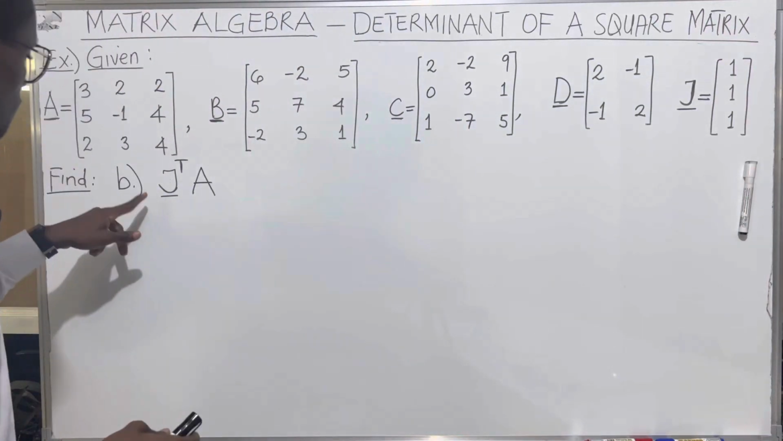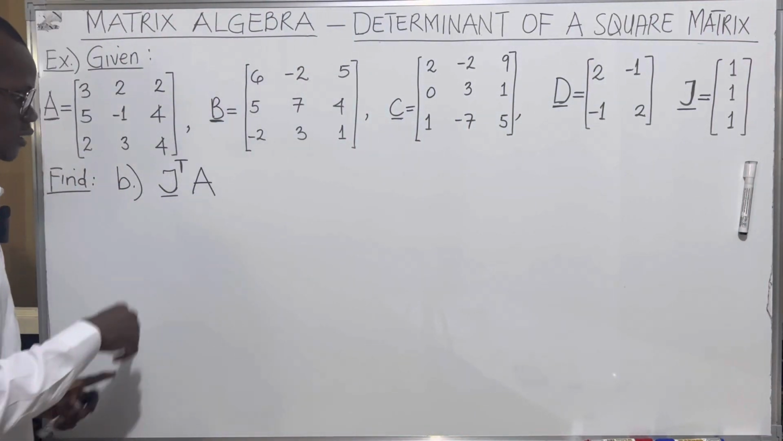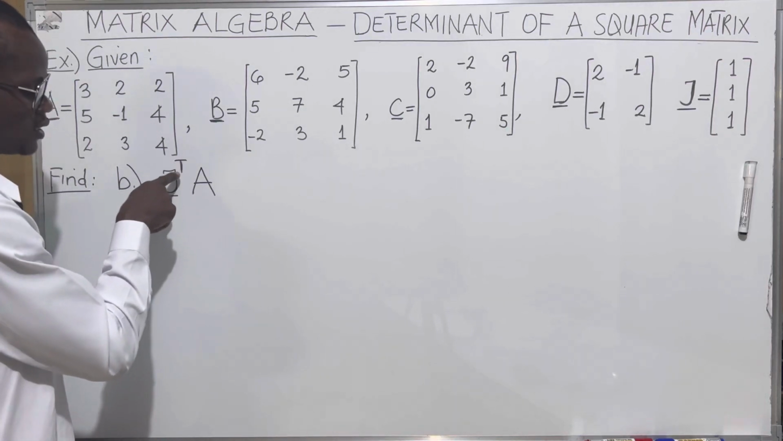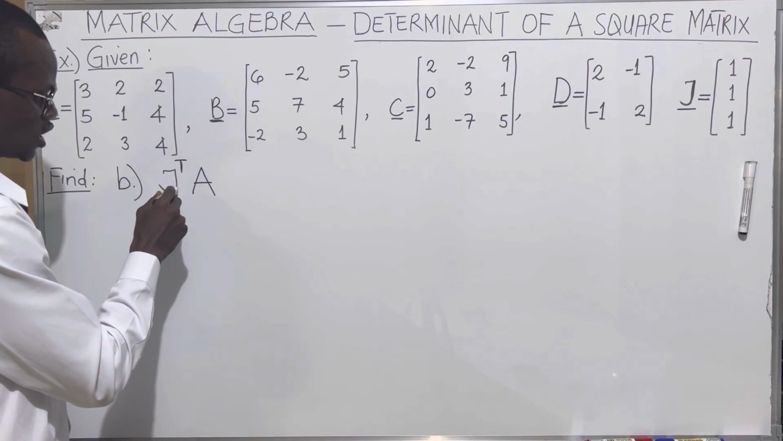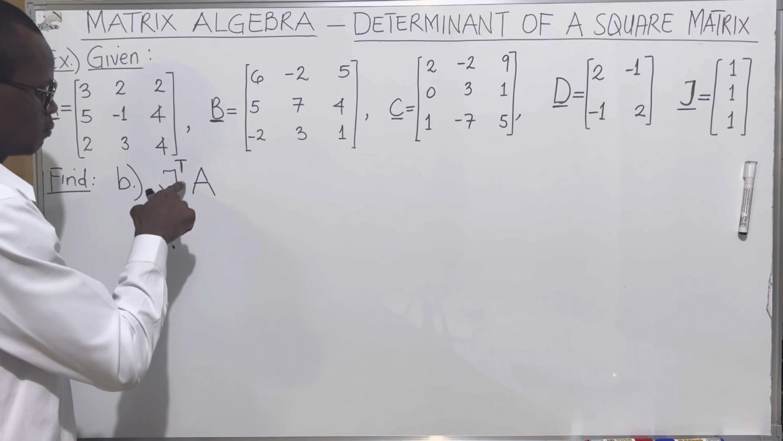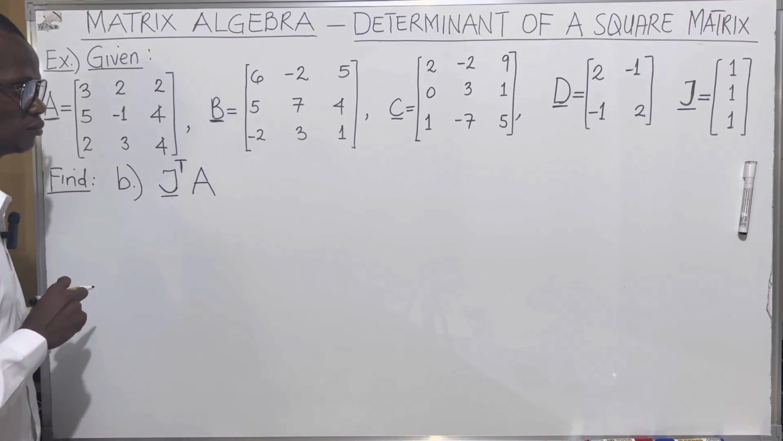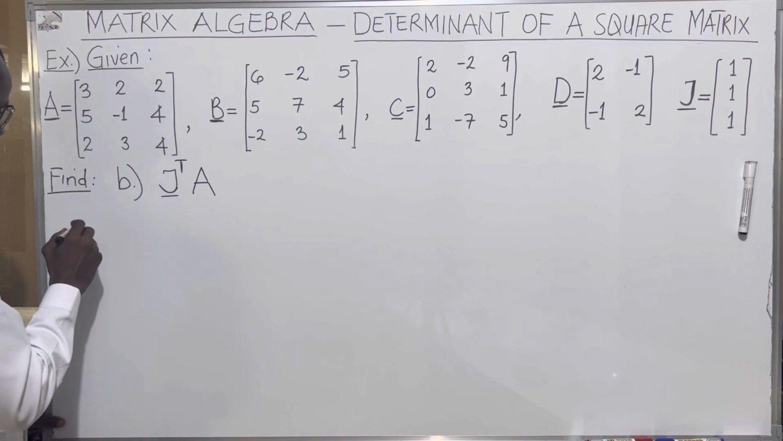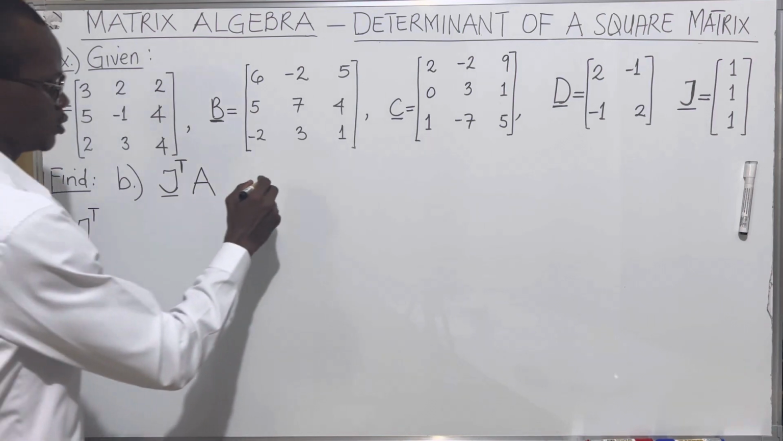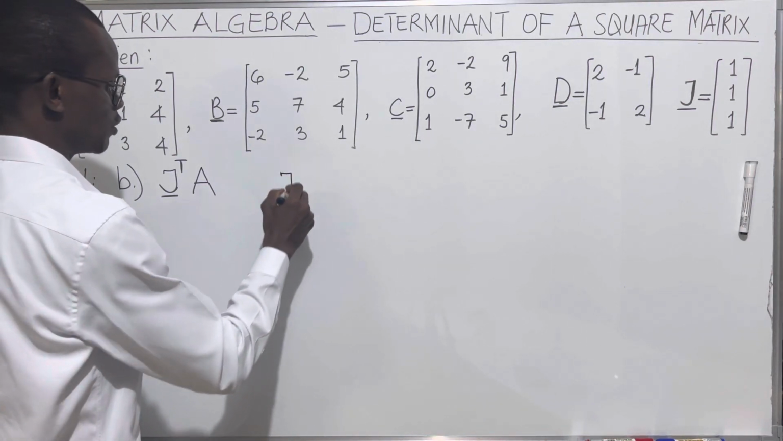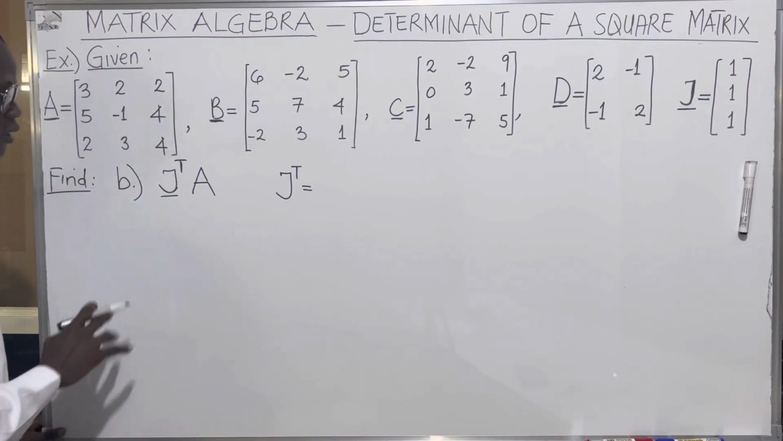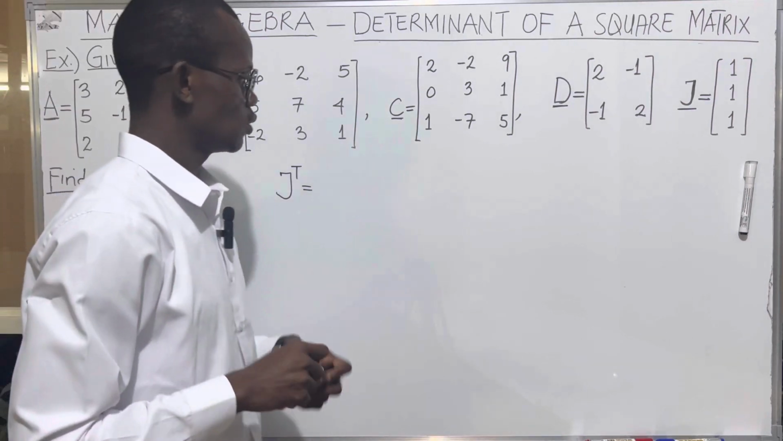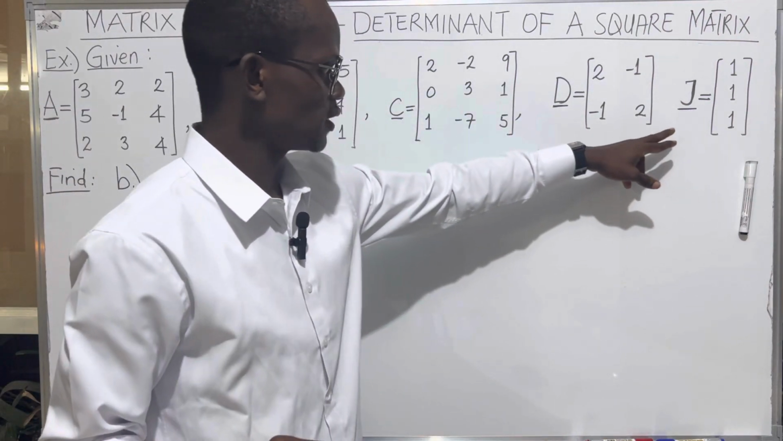As you can see, question B says J raised to the power T means J transpose. This means matrix J transpose multiplied by matrix A. So the first thing we need to find is our J transpose. What is that matrix? To find J transpose, we look first for J. What is the matrix J?